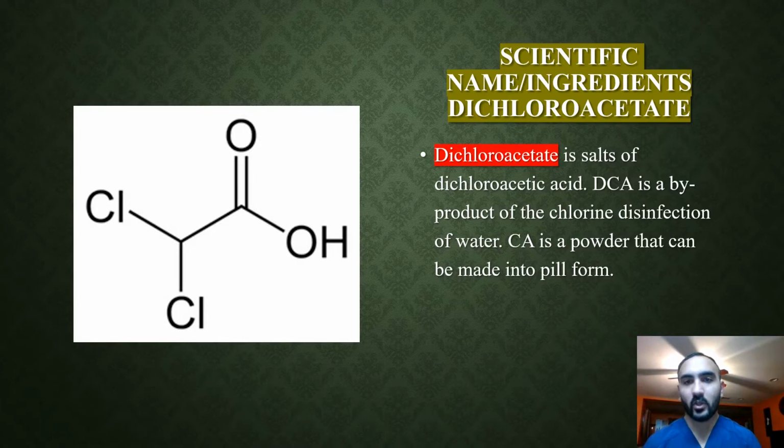Okay, here I'm going to explain the scientific name of dichloroacetate. Dichloroacetate is a salt, a sodium salt of dichloroacetic acid. DCA is a byproduct of the chlorine disinfection of water. DCA is just a powder that can be made into pill forms. And here I just show you the two chlorides with the hydroxide and one oxygen. This is just the scientific name of the dichloroacetate drug.